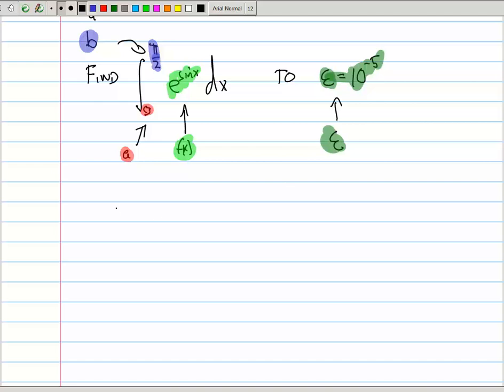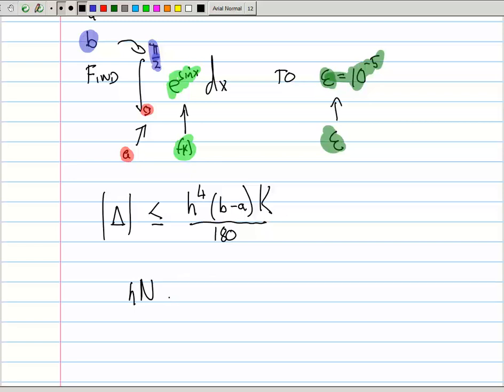So first thing we know, as we went over earlier, is that our delta is always going to be less than or equal to h to the 4 times (b minus a) times k, all over 180. And we need to figure out what our h is, because that will determine what our number of intervals are to make this true. Because remember, our h term can be rewritten with reference to n as h times n is equal to (b minus a) over 2.